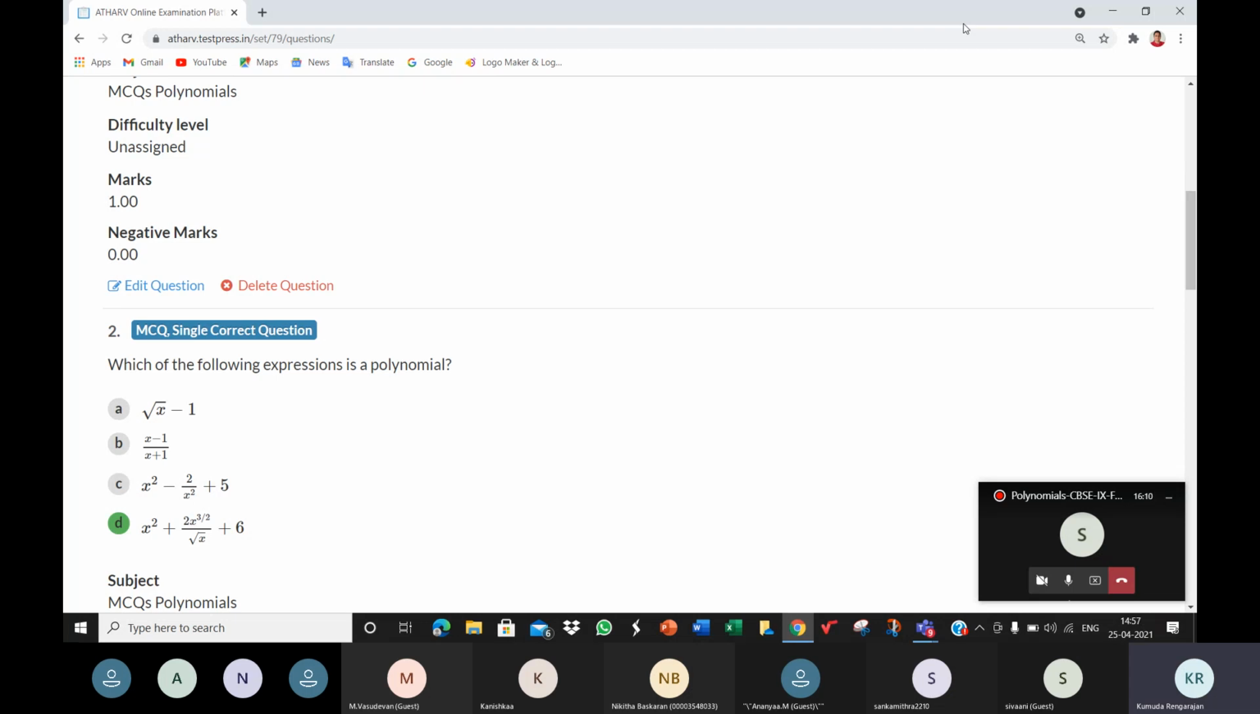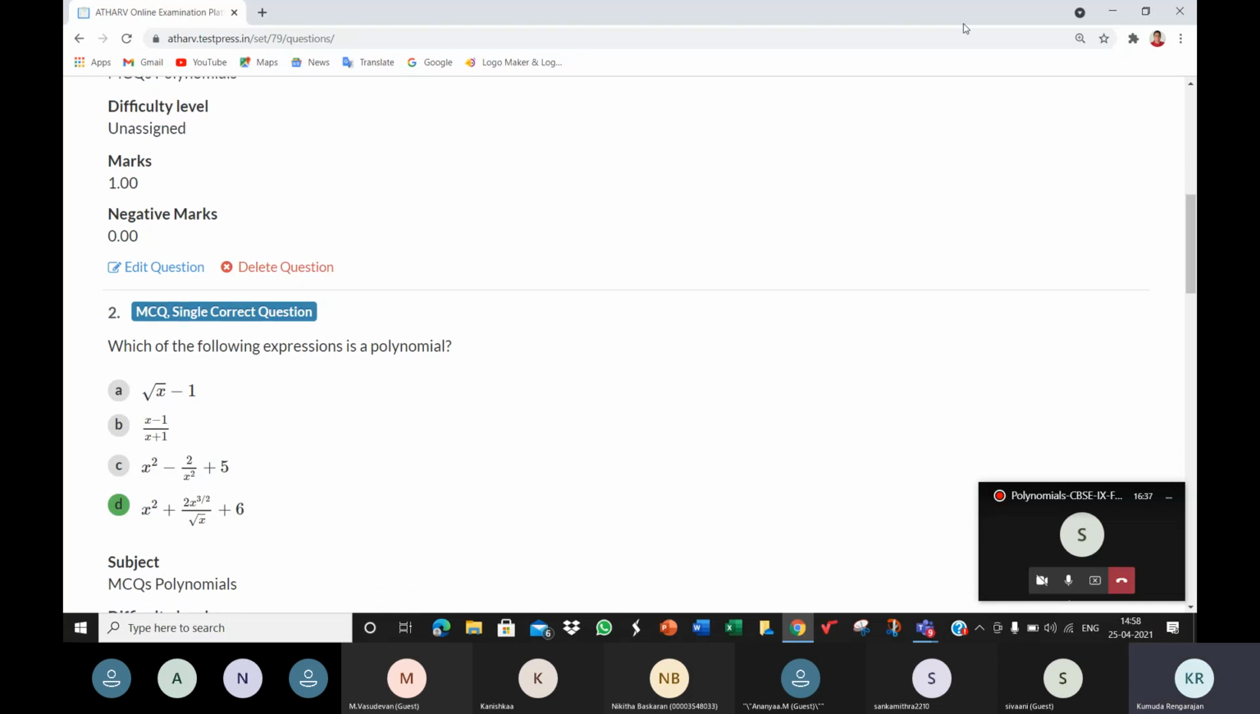Second term, minus 2 by x squared. X squared is in the denominator, so let's take it up to the numerator. Then it is 2x to the power minus 2. So now x is raised to the power minus 2. Minus 2 is not a whole number. So option C is an algebraic expression, but not a polynomial.